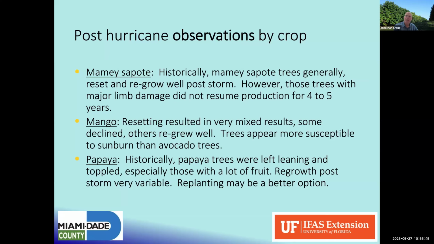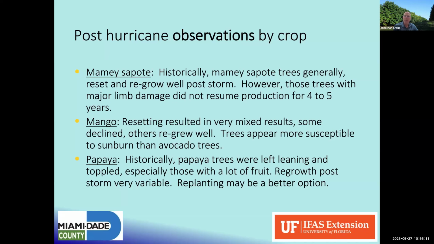Mangoes, there were a lot of mixed results. Some declined, some regrew quite well. The mango tree trunks appeared to be more susceptible to sunburn than, let's say, avocado trees. You can see avocado trees have quite a thick bark, many layers of bark. The mango trees tend to have less thick bark, and that might be part of the problem.